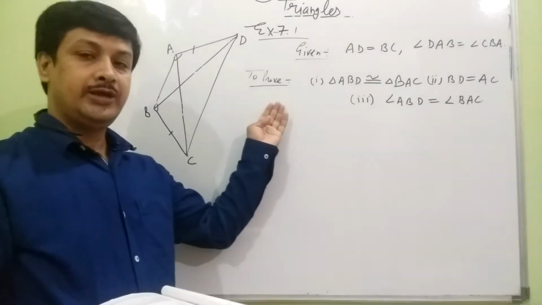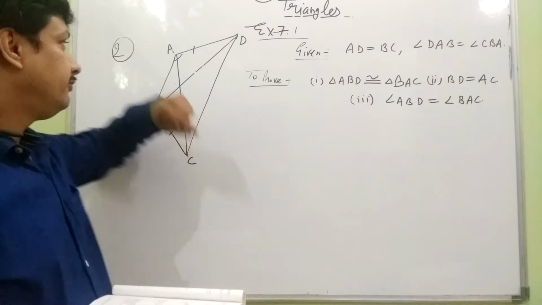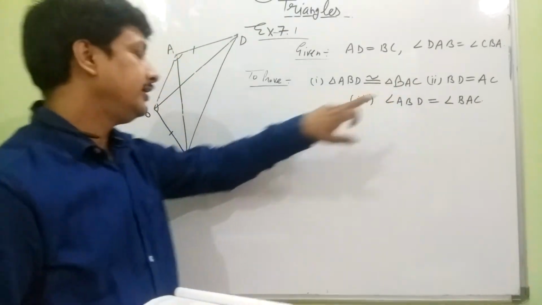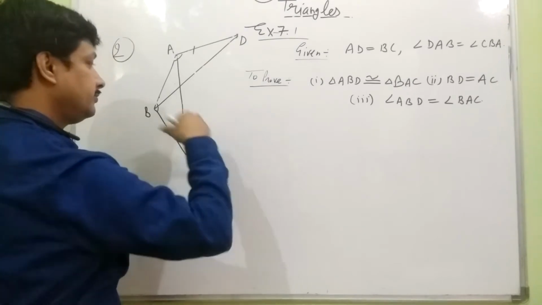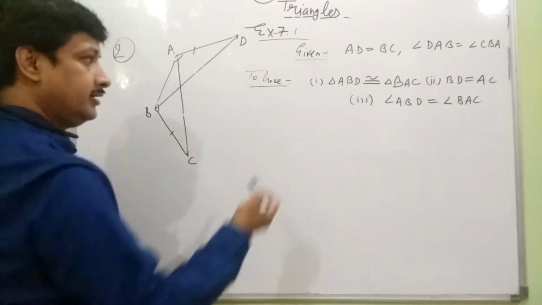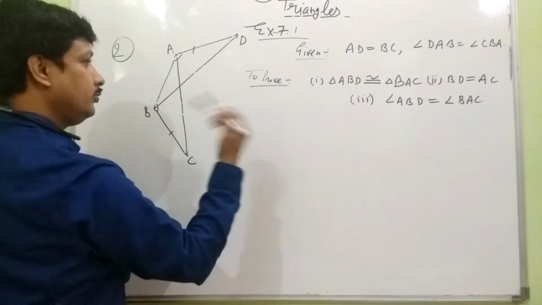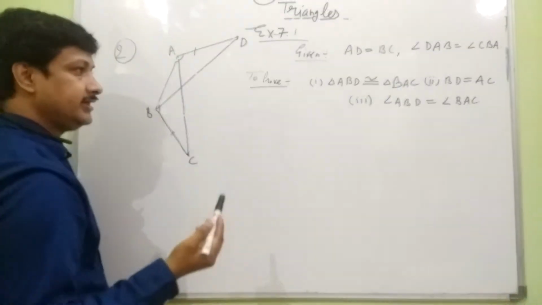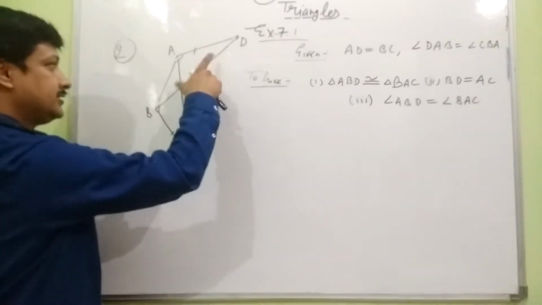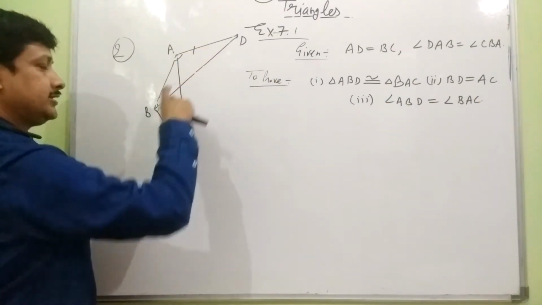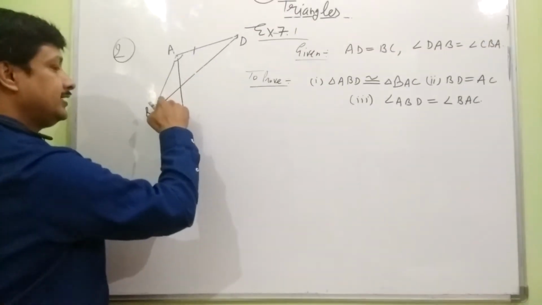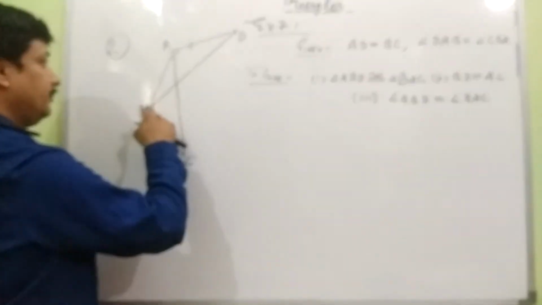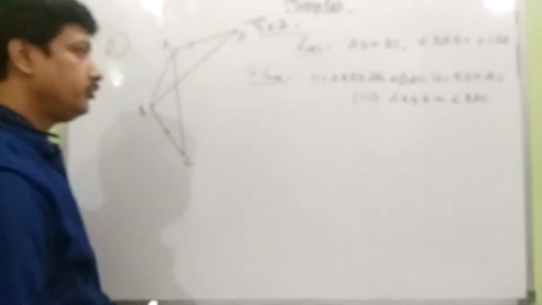So what we have to do, we have to prove these three things. First, triangle ABD is congruent to triangle BAC. To make it clear, I will just remove this for some time. Now you can see clearly triangle ABD is congruent to triangle BAC. Second, we have to prove BD equal to AC. Side BD of this triangle is equal to AC. And third, we have to prove angle ABD is equal to angle BAC. So how to do this?